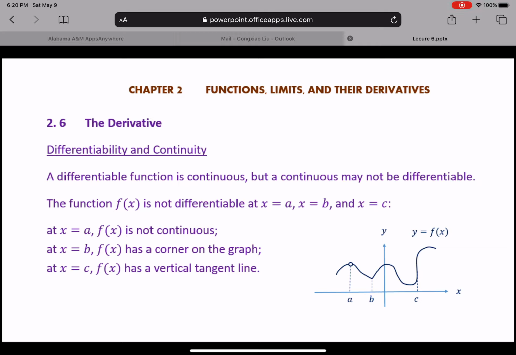At x equal to b, f of x has a corner on the graph. In that case, the function is also not differentiable. You cannot draw a tangent line at the corner. At x equal to c, f of x is also not differentiable because it has a vertical tangent line. So the slope of the tangent line is undefined, so the derivative does not exist. So that's the 3 typical cases where a function is not differentiable.